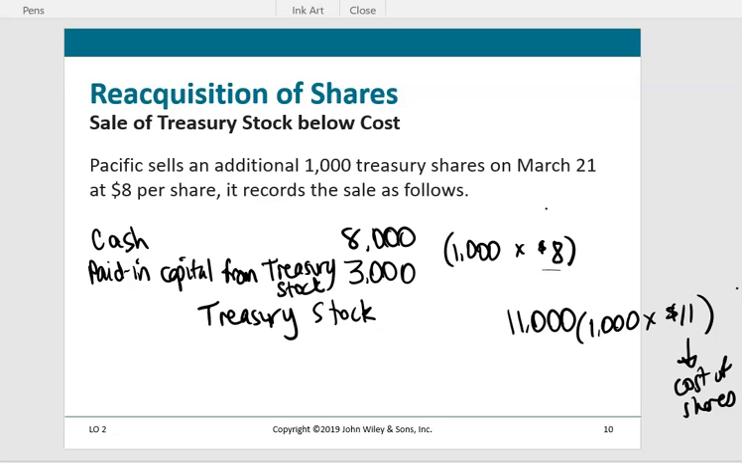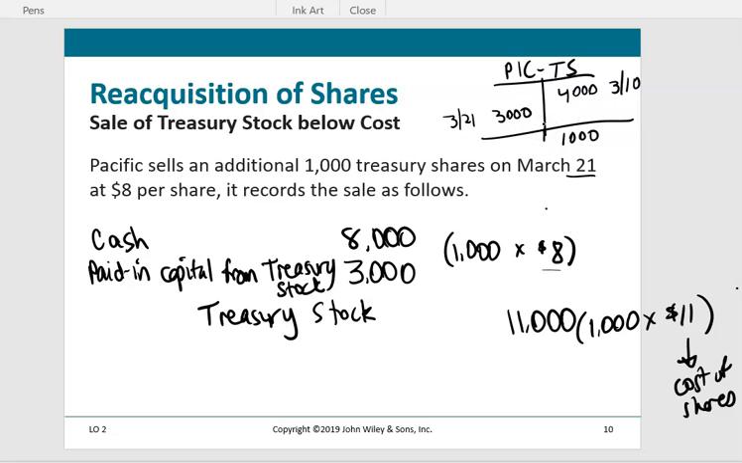If we made a T account in the paid in capital treasury stock, we had in the former slide, on March 10th, we recorded an increase in the paid in capital of 4,000. This is on March 10th. And then on this date, on March 21st, we reduced it by 3,000. So after this entry is booked, we have this $1,000 credit balance in paid in capital.